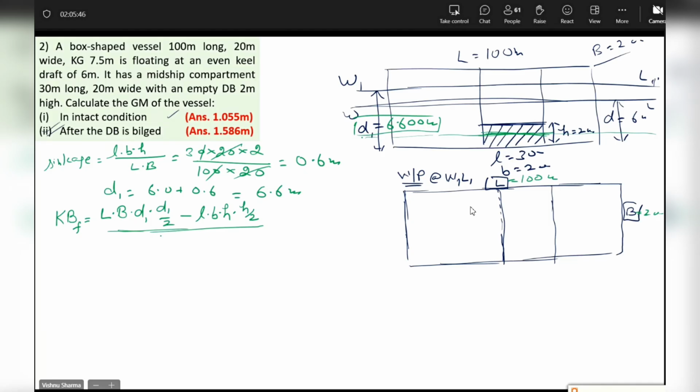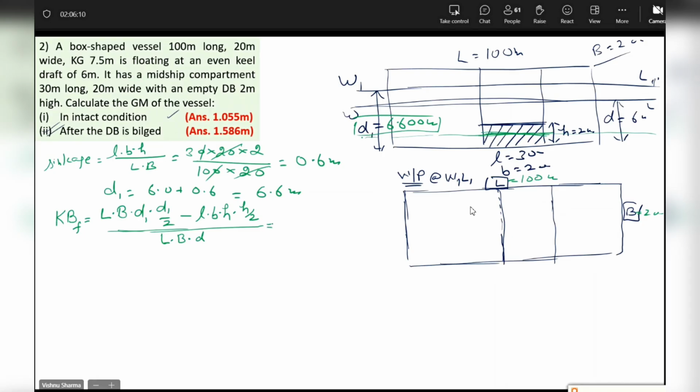LBD1 minus LBD. Lost buoyancy method. Why do you want to go in circles? Volume of displacement, volume of buoyancy will not change under the lost buoyancy method. Yes or no, guys? Yes.